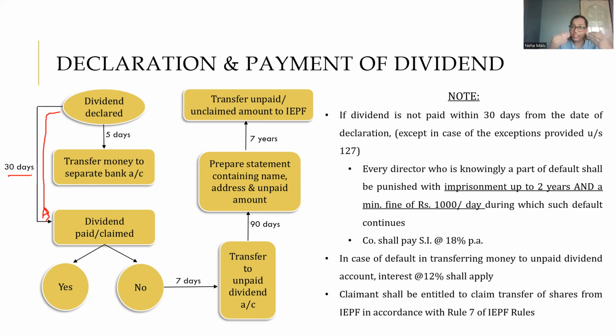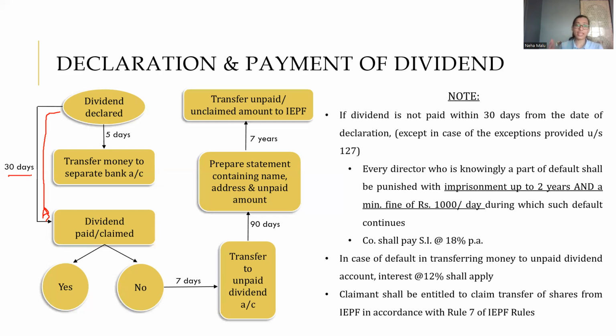And in case the company fails to do so, except in the cases I just mentioned, then every director of the company who is knowingly a part of this default shall be punished with imprisonment of 2 years and a fine of rupees 1000 per day during which the default continues. Since there is imprisonment and fine for this default, the punishment is non-compoundable, which means that if this default has been made, the company cannot go for compounding.